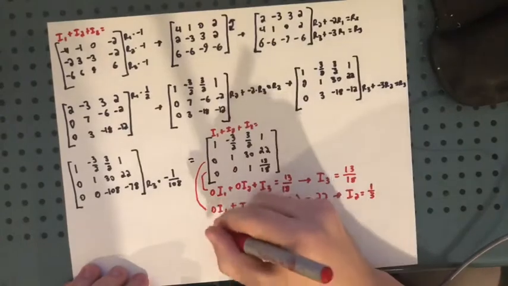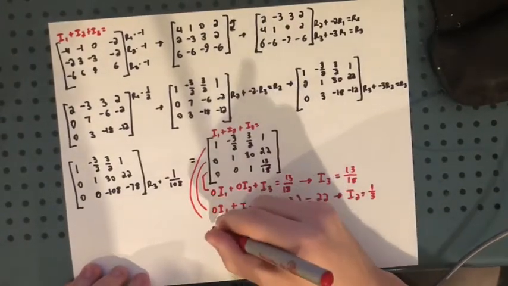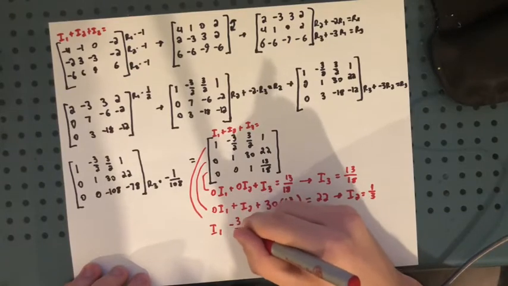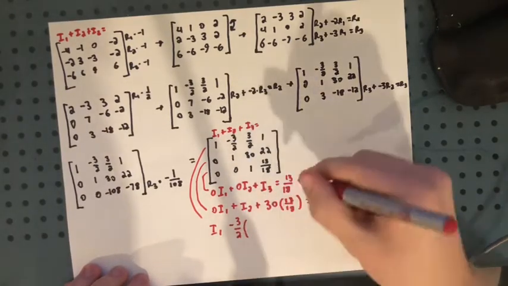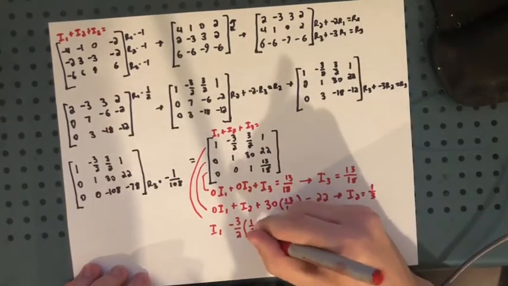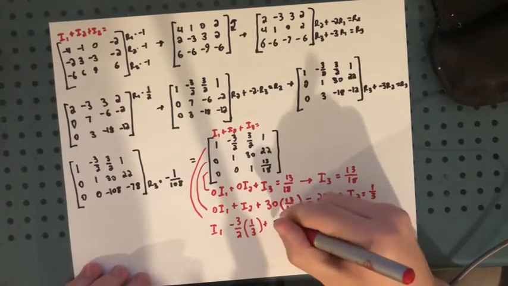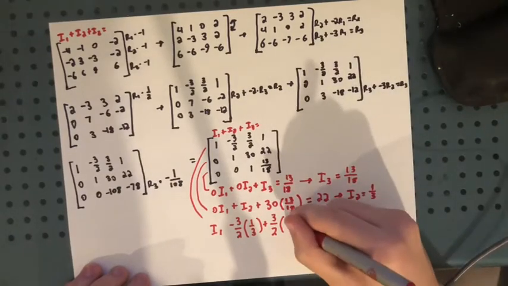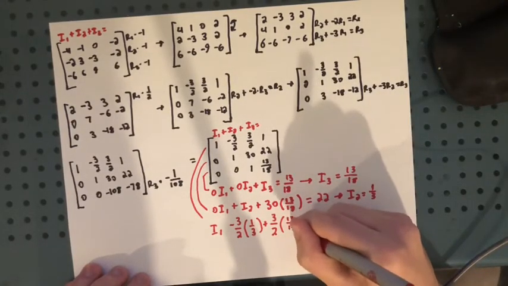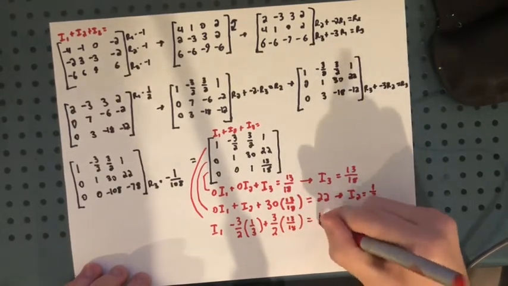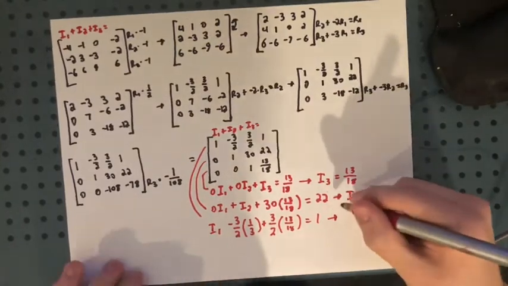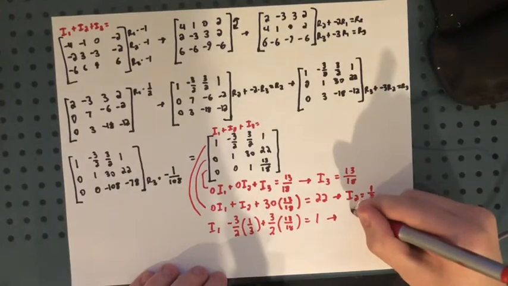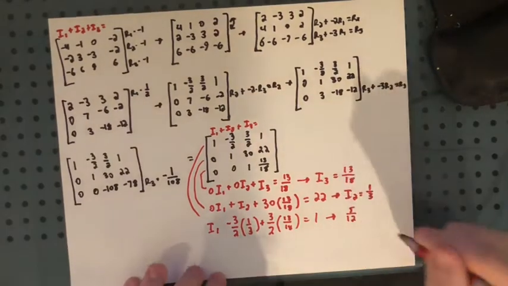Okay, now we do the same thing over here, bring this one down, so we have I1 minus 3/2 of I2, which is 1/3, plus 3/2 of I3, which we found to be 13 over 18. That is all going to equal 1. Then when you simplify this, we get that I1 is equal to 5 over 12.